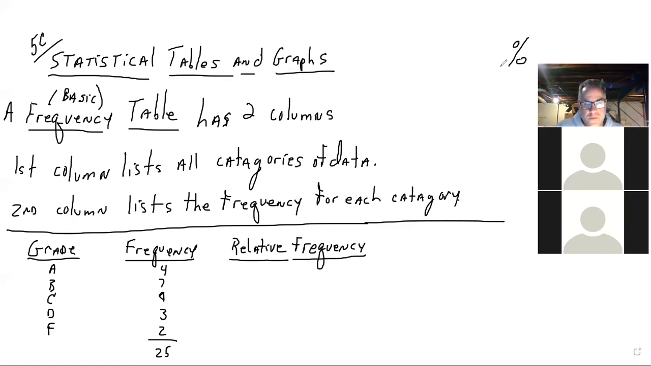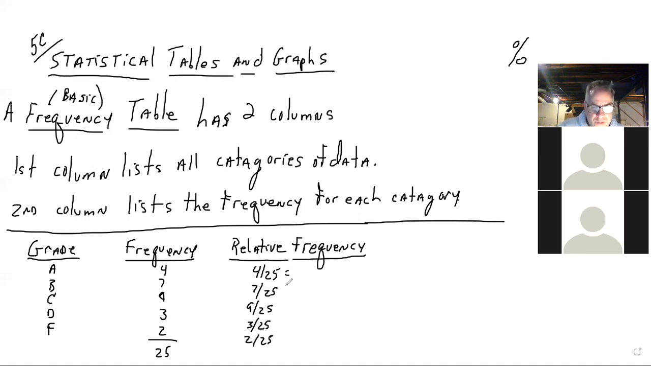So there were a total of 25. And so we could write it as a ratio. For A's, it's 4 out of 25. For B's, it's 7 out of 25. For C's, it would be 9 out of 25. And then, of course, 3 out of 25, and then 2 out of 25. And that's writing those ratios.